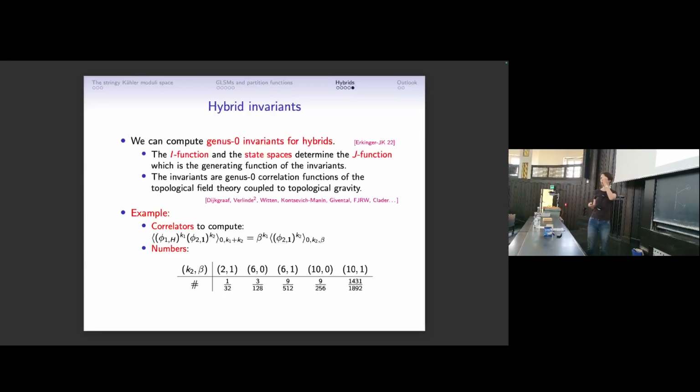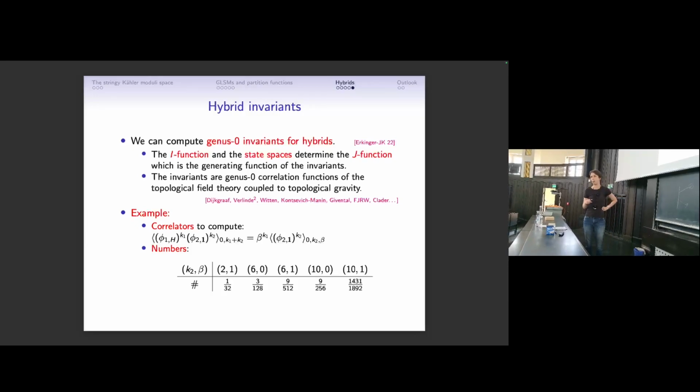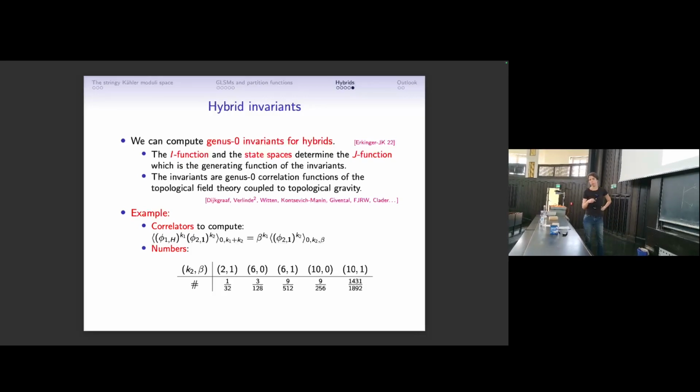And thankfully, Wolfgang gave his talk yesterday and gave the right interpretation of these invariants. It's not like enumerative invariants, because the enumerative problem is not a priori clear when you have these things, but the invariants themselves are genus zero correlation functions of this two-dimensional topological field theory coupled to topological gravity. And this is also how this J function is expanded. And just for the example I had before, this is what these correlation functions look like.